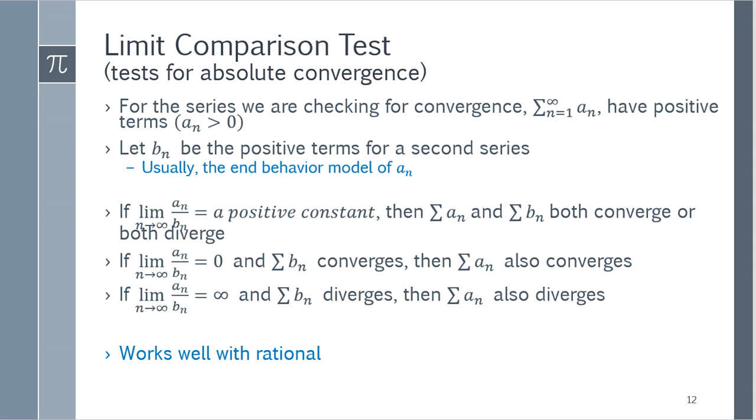But I really like this for rational functions as long as I get a positive constant, not 0 or infinity. Please note, I've dropped the absolute values in this because a sub n and b sub n have to be positive already. You'll see in the examples, sometimes I put the absolute values, sometimes I don't. It's perfectly correct to still put the absolute values to make them be positive, which is a good habit to actually be in.